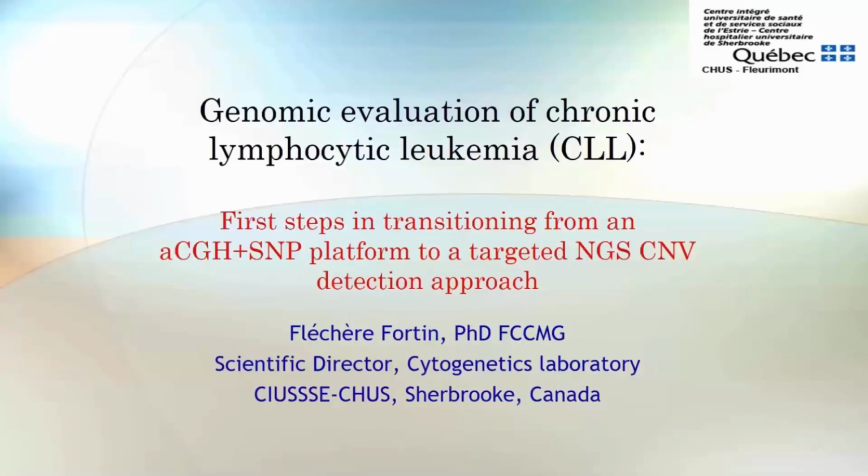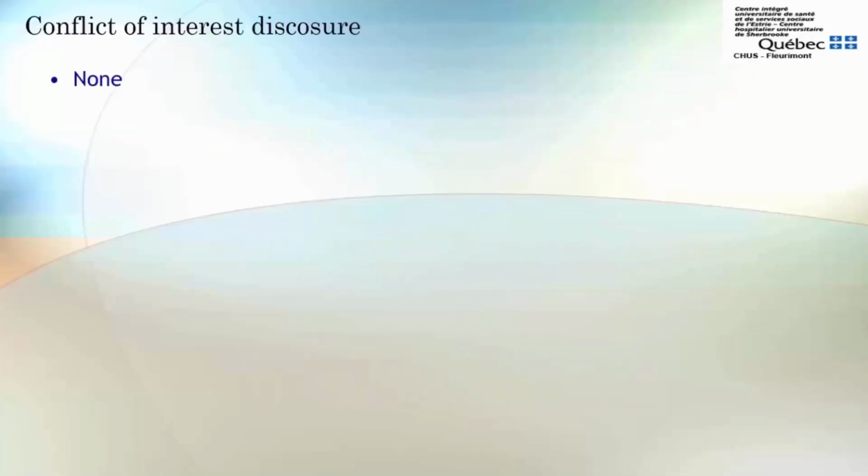Today I'm going to discuss the genomic evaluation of chronic lymphocytic leukemia and how our lab decided to transition from an aCGH SNP platform to a targeted NGS-CNV detection approach. So, first, I have no conflicts of interest to disclose.